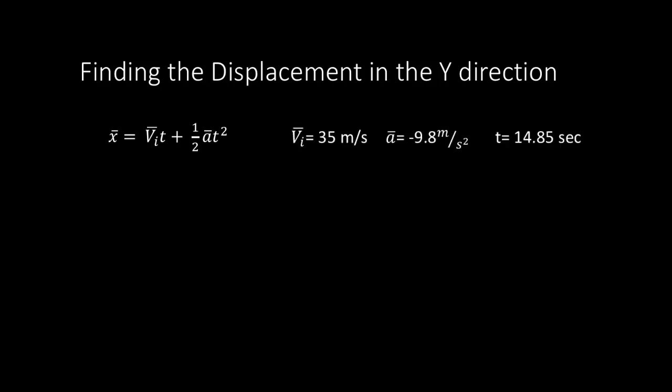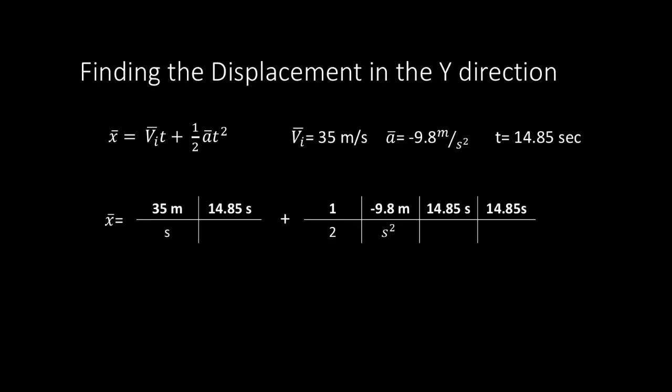So now we have enough information to find the displacement in the y direction. So we can once again use the displacement formula, because we know the initial velocity in the y direction, we know the time now, and we also know the acceleration. The initial velocity is 35 meters per second, the acceleration is negative 9.8 meters per second squared, and the time in the air is 14.85 seconds.